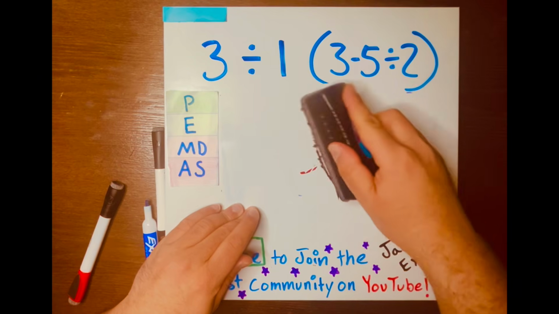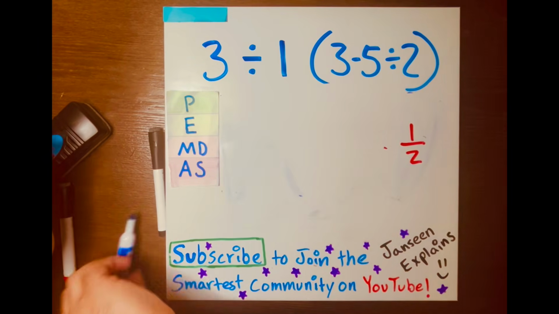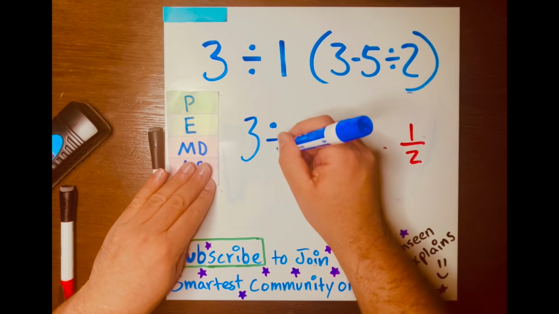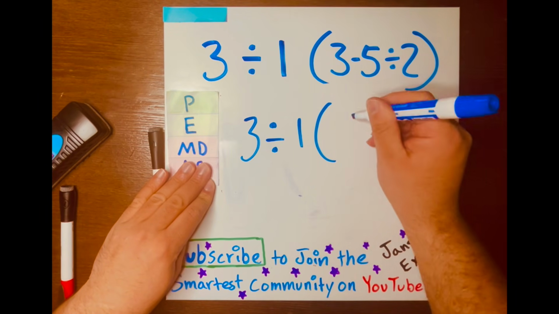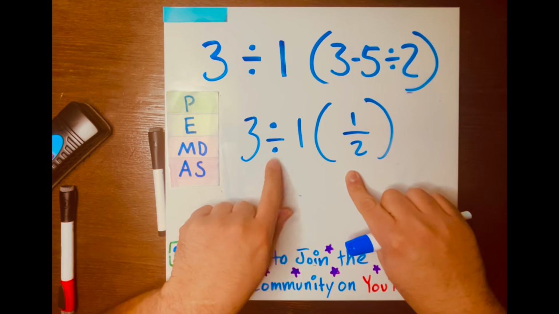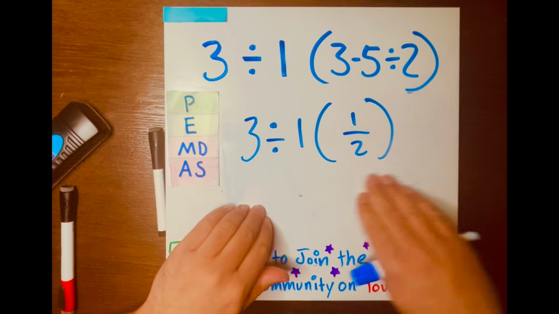So I'm going to erase all this. Now I'm going to write 3 over 1. So 3 divided by 1, then parentheses, and write 1 over 2. Now we're looking at this. 3 divided by 1 with the 1 over 2 inside the parentheses.